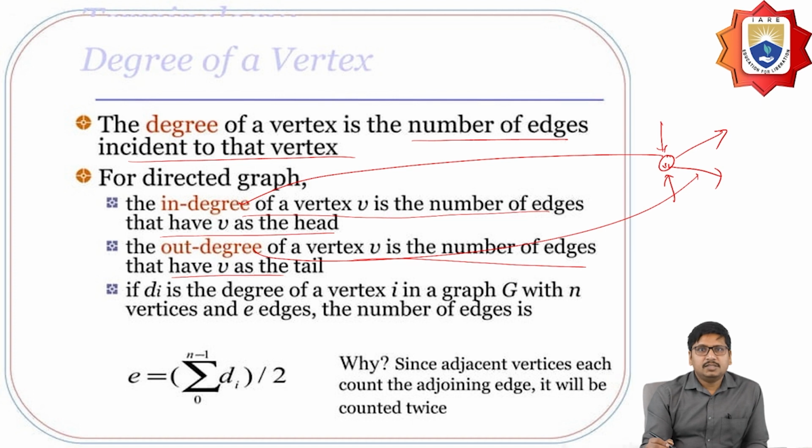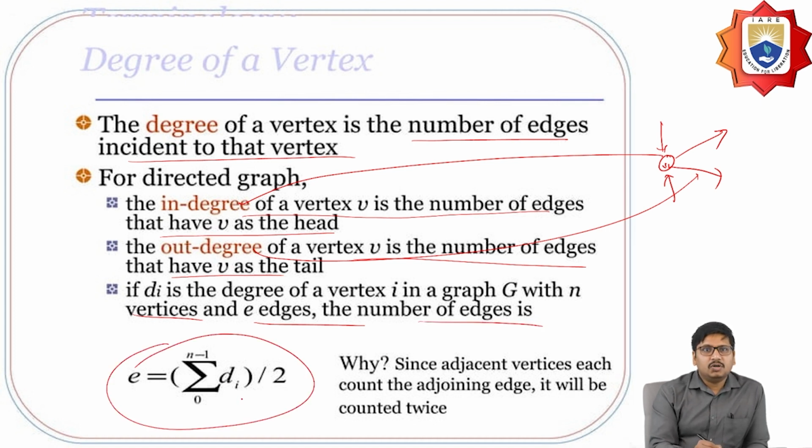If di is the degree of vertex i in a graph with n vertices and e edges, then the number of edges can be written with the formula e = (sum of di for i from 0 to n-1) / 2. So, if the degree of vertex i is di in a graph with n vertices and e edges, the number of edges is equal to sigma, from 0 to n-1, di by 2.